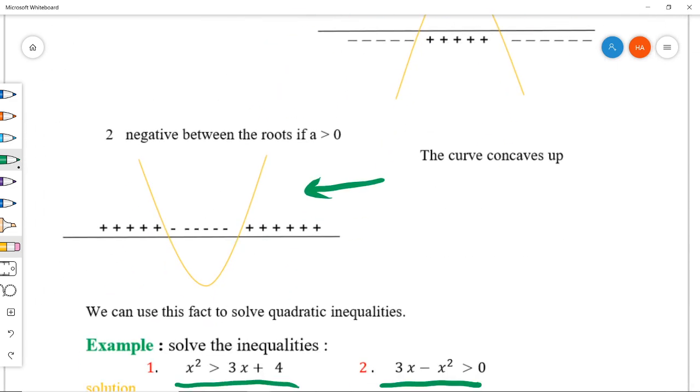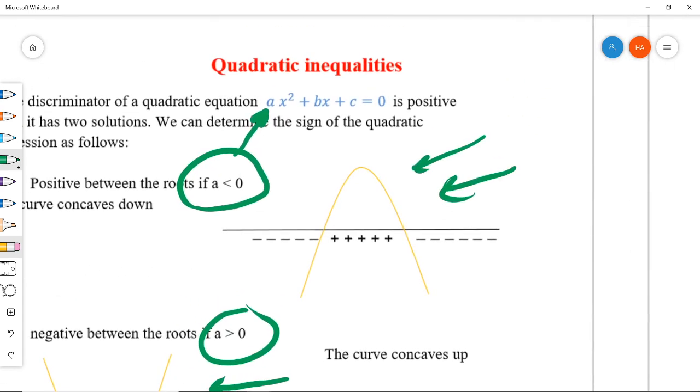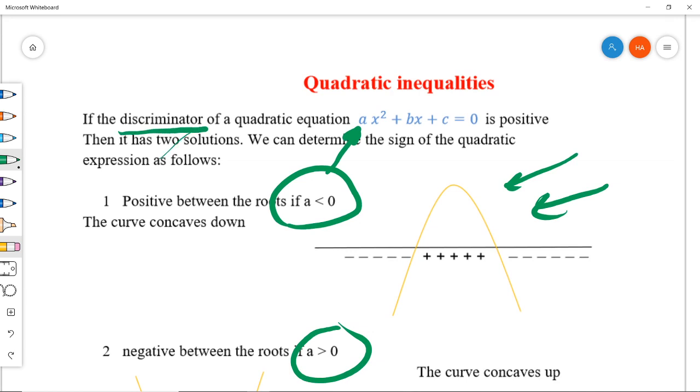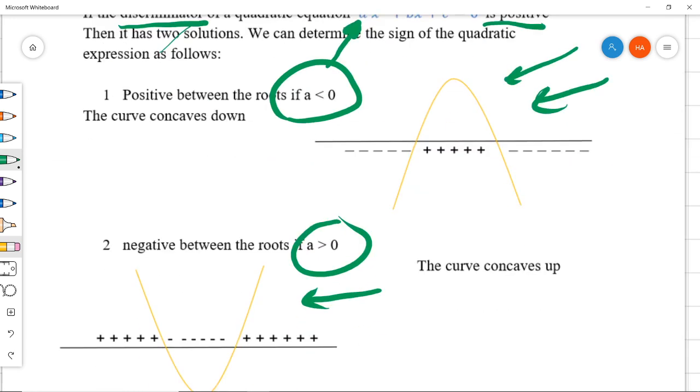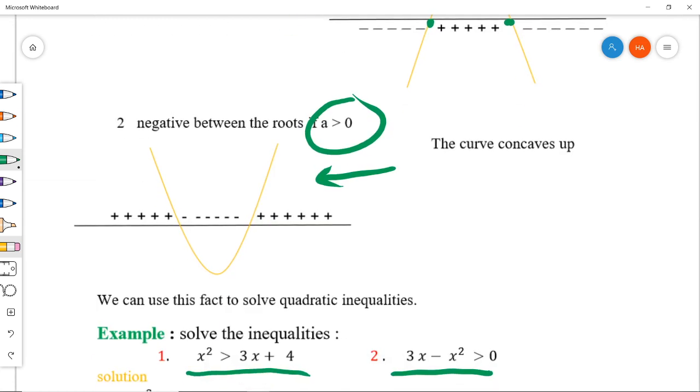وبيكون هذا الشكل إذا كانت a positive. إذا a موجبة بيكون دائما. إذا كان discriminator لهذه المعادلة التربيعية for this equation is positive, then the quadratic equation has two solutions or two roots. نسميهم roots، نفس الشيء، solution or roots.